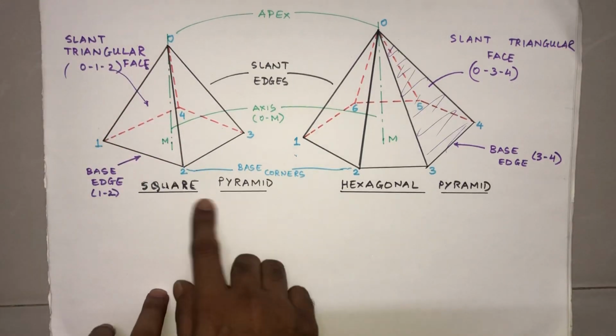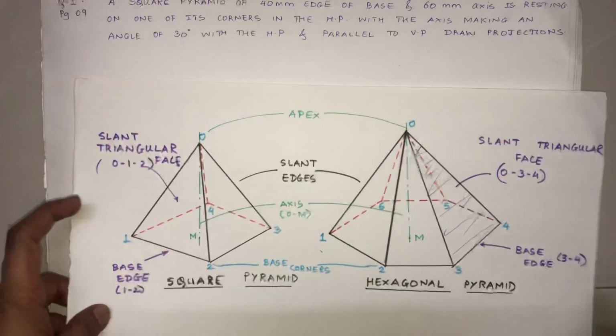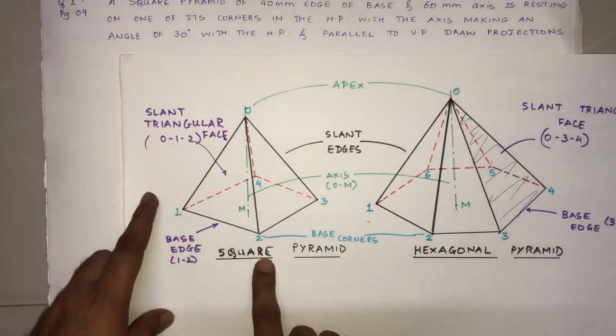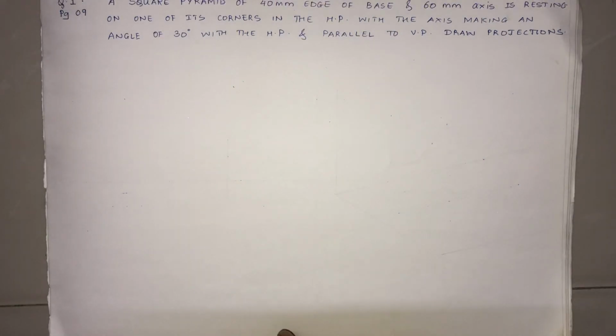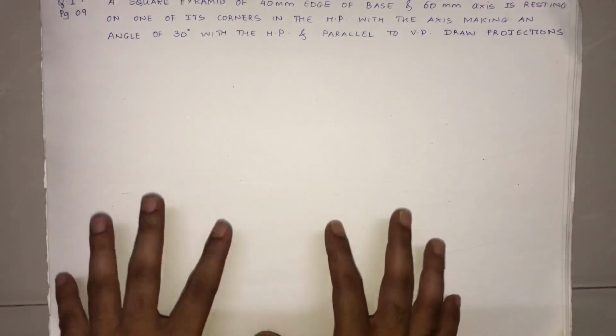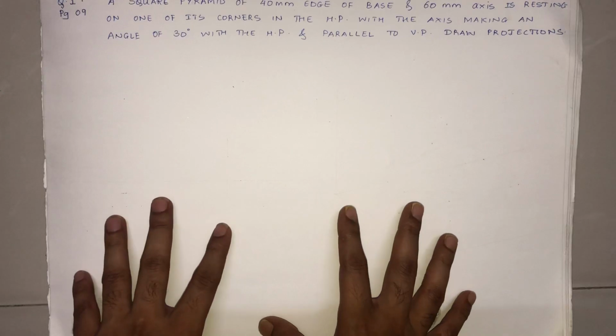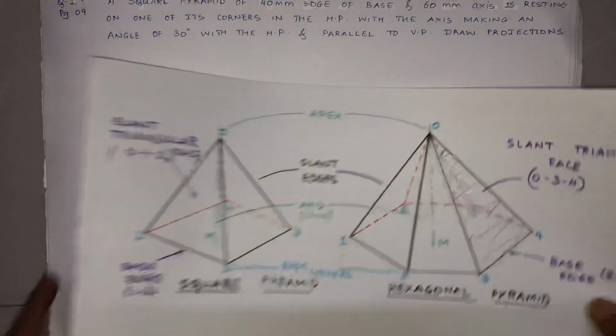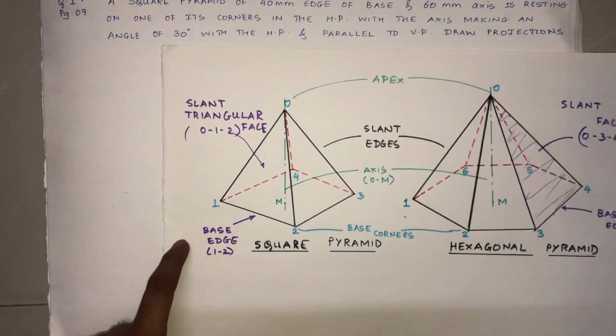We're going to talk about a square pyramid. The reason is our problem here talks about a square pyramid. So I'll be keeping this for ready reference. Now, let us first read the problem and understand what they are talking about. Let's talk about a square pyramid.